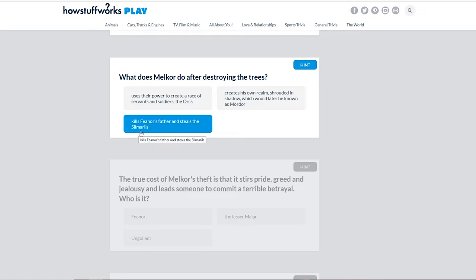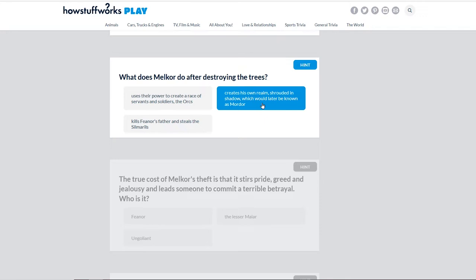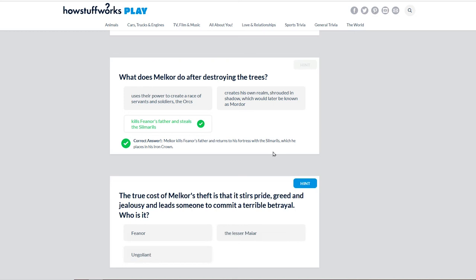I don't think that's true. He creates his own realm, but it's not later known as Mordor, because it's in the other corner of Middle-earth. Does he kill Fëanor's father? I guess it's this one, because I know he steals the Silmarils. Melkor kills Fëanor's father and returns to his fortress with the Silmarils, which he places in his iron crown. Okay, had to be that one.